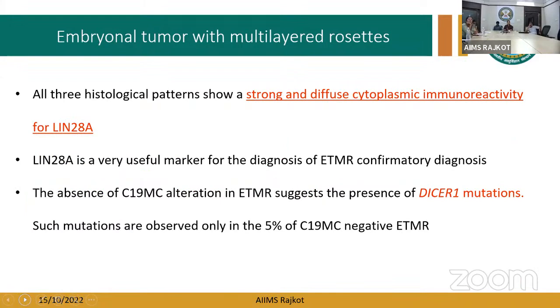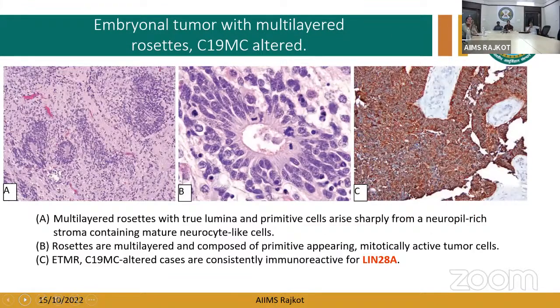There will be strong diffuse cytoplasmic immunoreactivity for LIN28A. It is a very useful marker for the diagnosis of ETMR. If C19MC alteration is absent, it suggests the presence of DICER1 mutations.